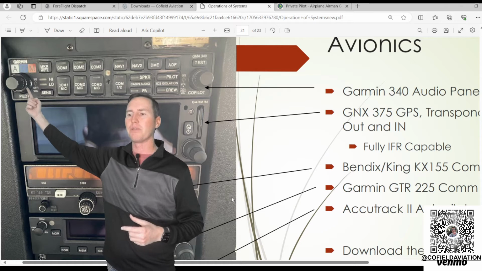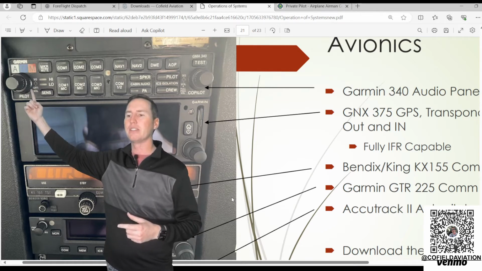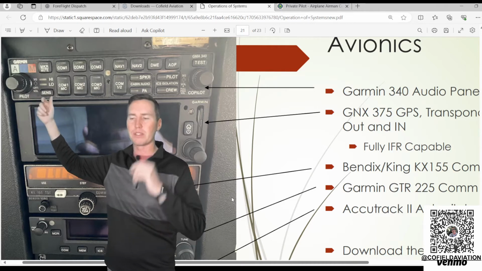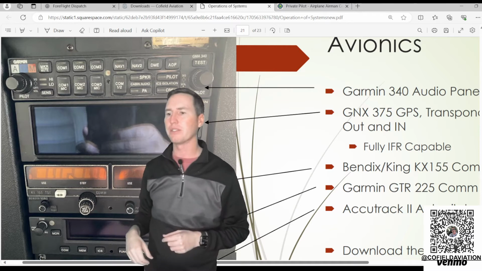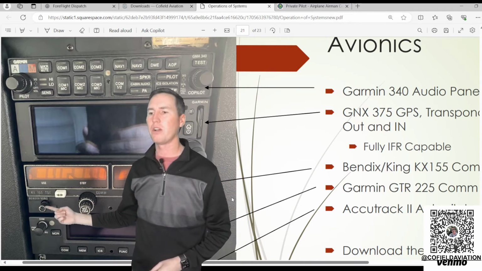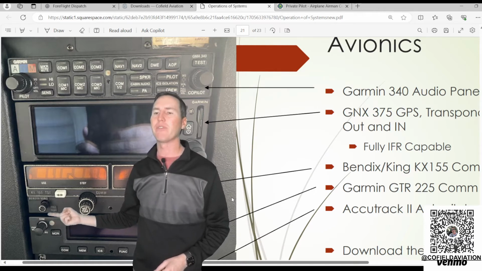Also, this is your individual volume. So the outer knob is your volume for your personal headset, and then this is the squelch. So if it's hard to talk, you can move that squelch to the left, and it'll make it a little easier to talk. This is the personal volume on COM 1. This is the personal volume on COM 2. Or I say personal, that's everybody's volume.